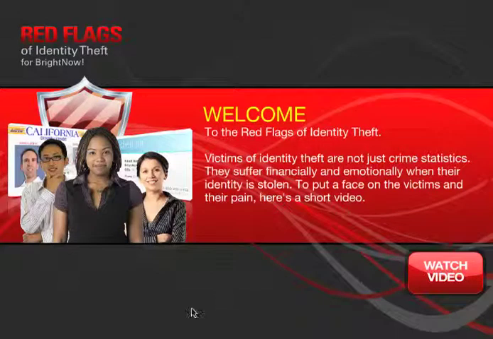This example is Red Flags of Identity Theft. This course was created to fulfill the requirements of the Federal Trade Commission's Red Flags regulations. These regulations were set up for organizations that extend credit to their customers. In this case, this particular version of the course was customized for a large dental conglomerate called BrightNow.